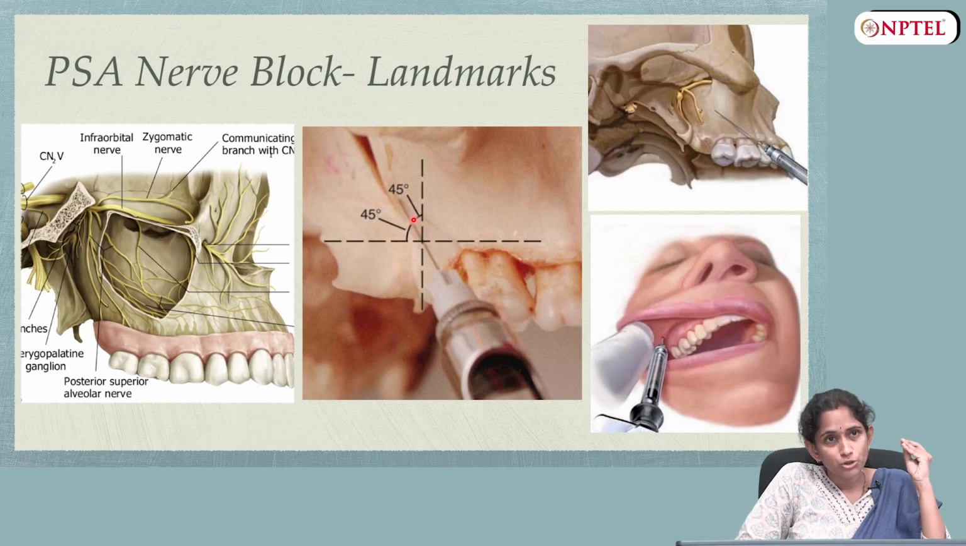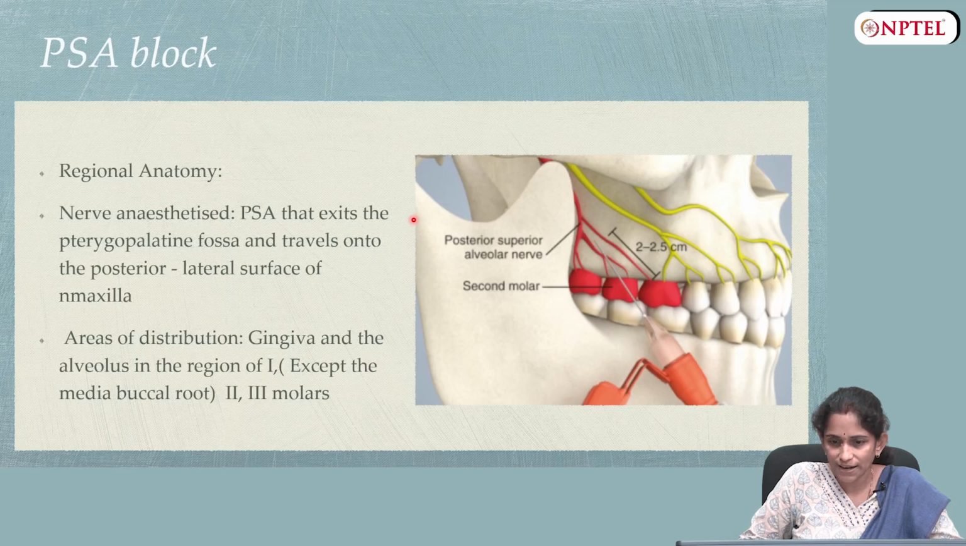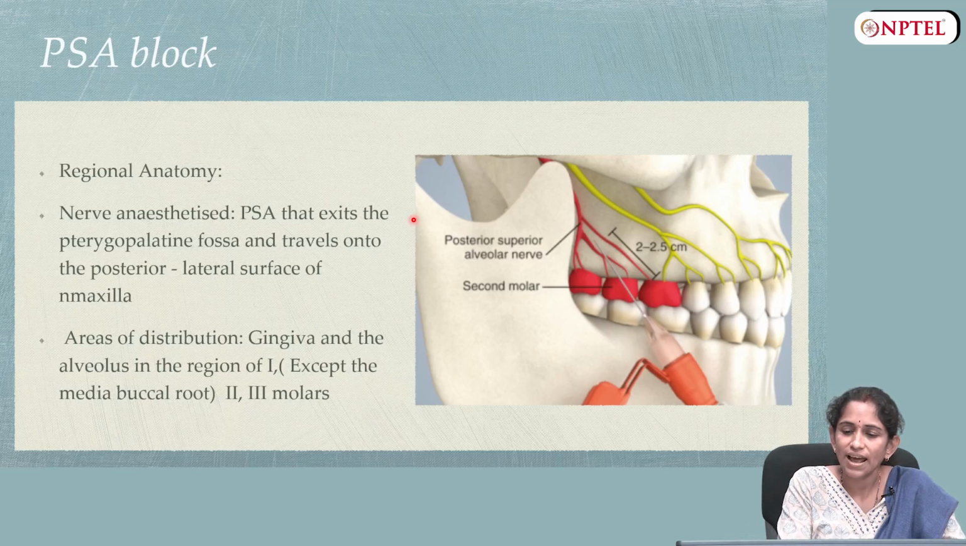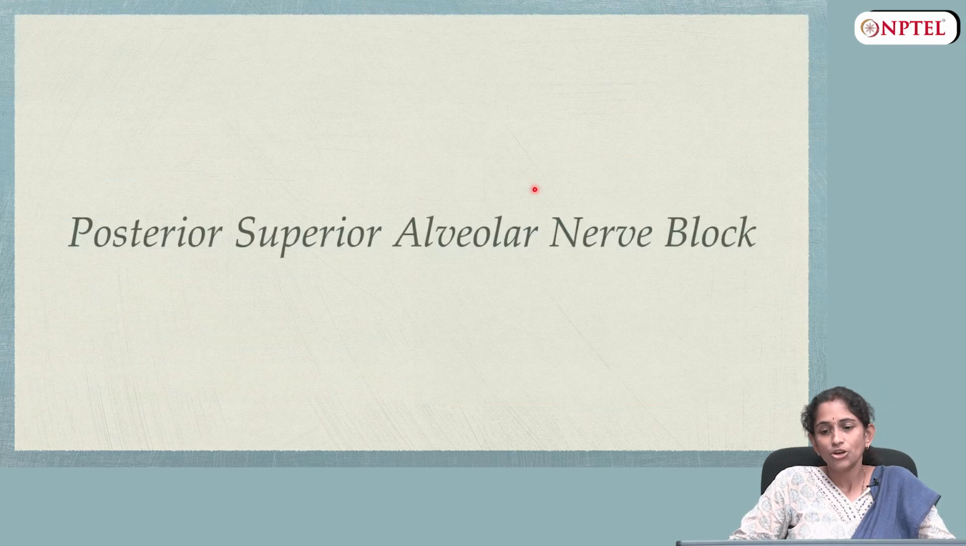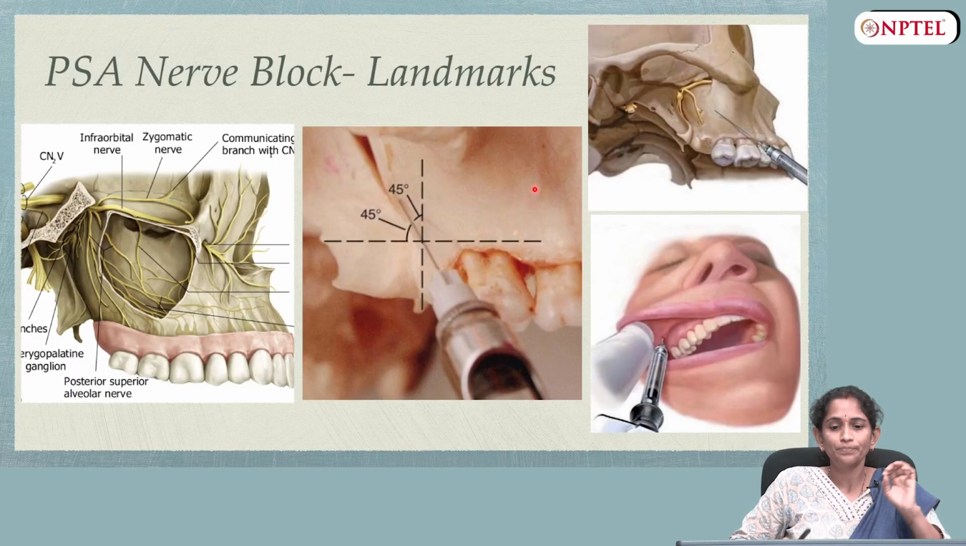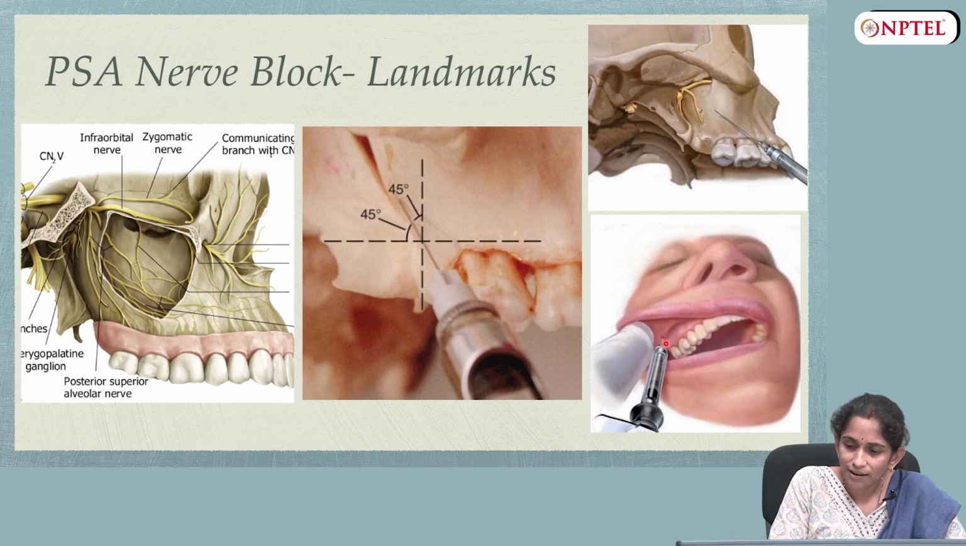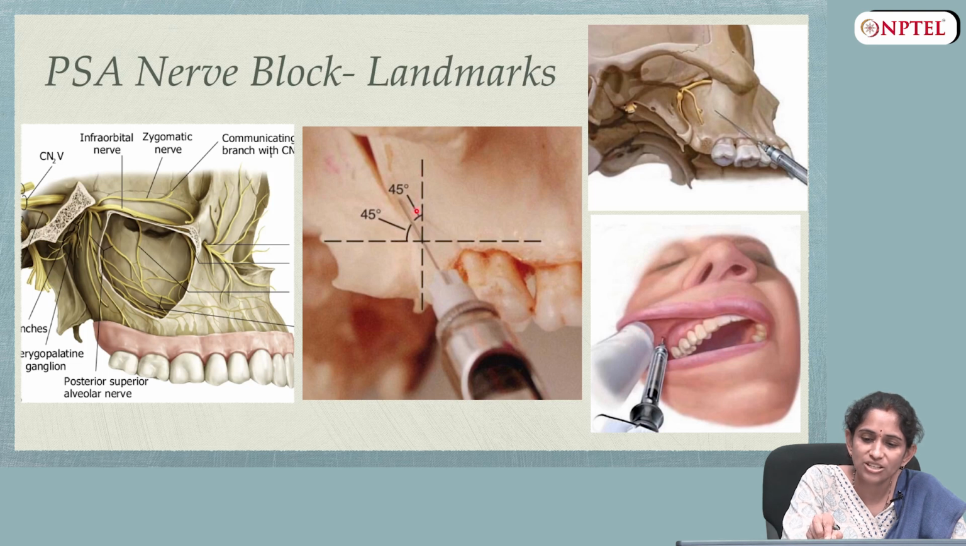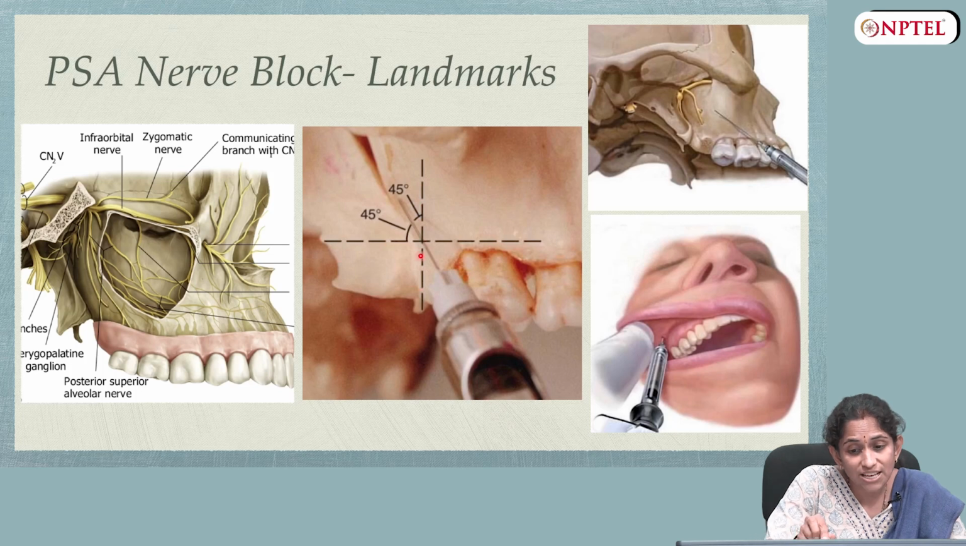When you are trying to give a posterior superior alveolar nerve block, ask the patient to keep his mouth partly closed. When he keeps his mouth partly closed, we will see that the condyle and the coronoid translate slightly posteriorly, so that we have adequate space within the cheek. So, the patient should not be opening his mouth very wide; it should be partly closed. Then, take your needle, and the needle has to be directed at 45 degrees to the vertical, 45 degrees to the horizontal, and 45 degrees medially.